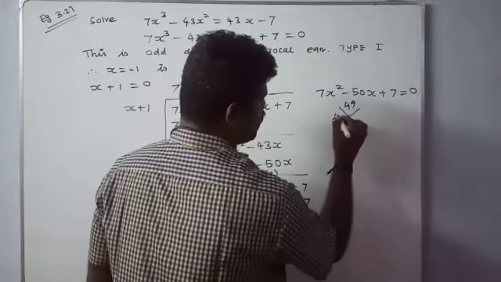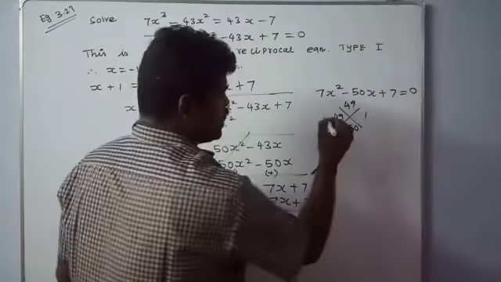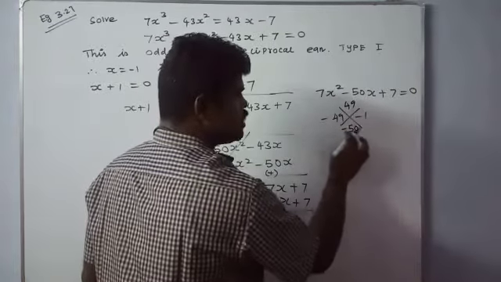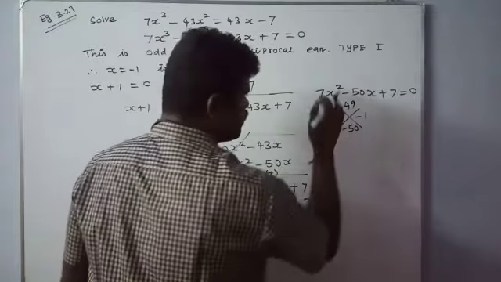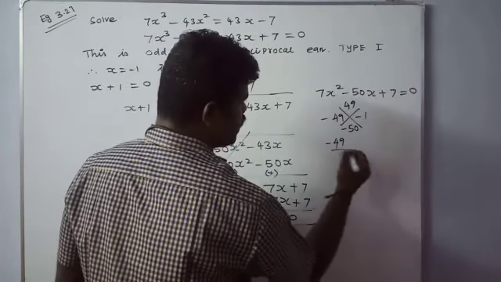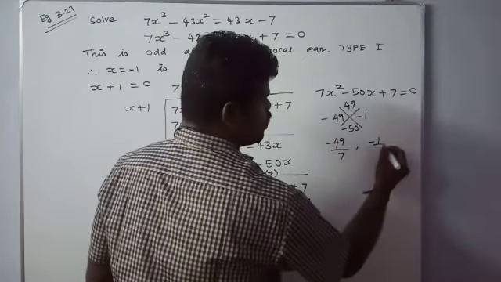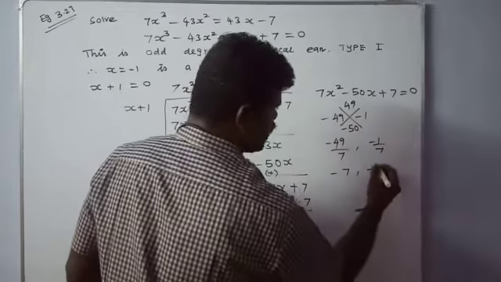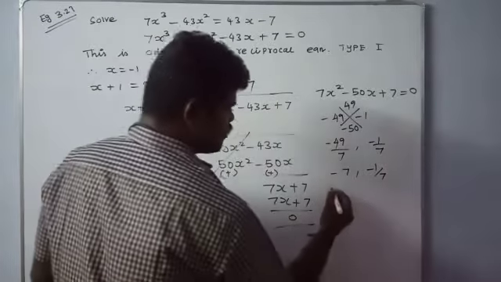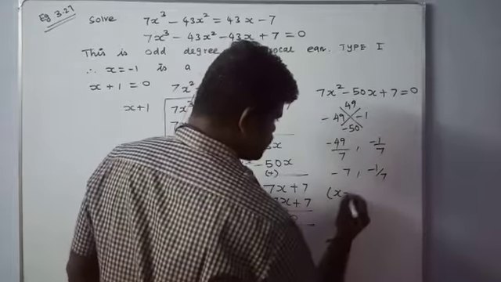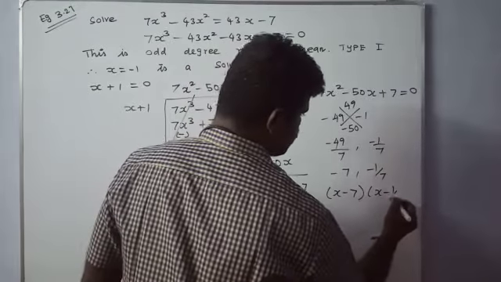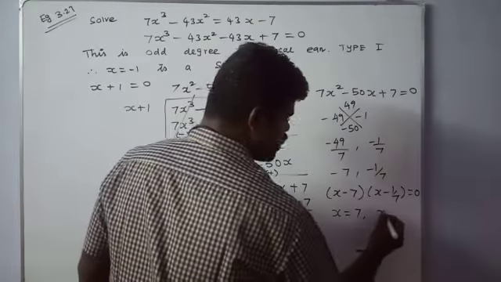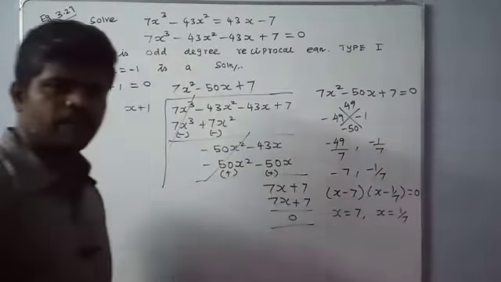So what is the value? 49, 1. Here minus minus, because minus 49 into minus 1 is plus 49. Add these two terms, minus 50. Here 7 is there, so we have to divide minus 49 by 7, comma minus 1 by 7. And here this is minus 7, comma minus 1 by 7. There are two roots, x minus 7 and x minus 1 by 7 equal to 0. Therefore, the value is x equal to 7, comma x equal to 1 by 7.